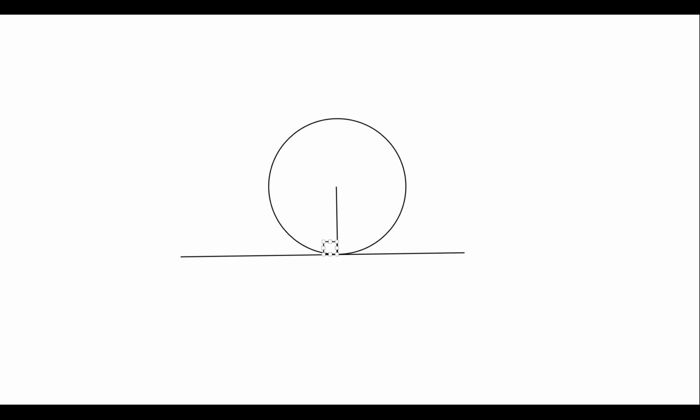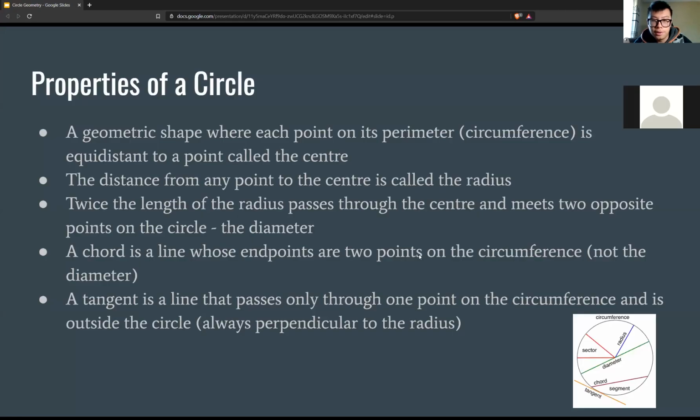Hopefully that's clear. Okay. Let's go back to the slideshow. Right. So those are the important properties of the circle you need to know. You can notice on the diagram below that there are some other terms like sector or segment. Just ignore them for now. So just remember radius, circumference, diameter, chord, and tangent. Those five terms are important to know. Okay, let's continue.